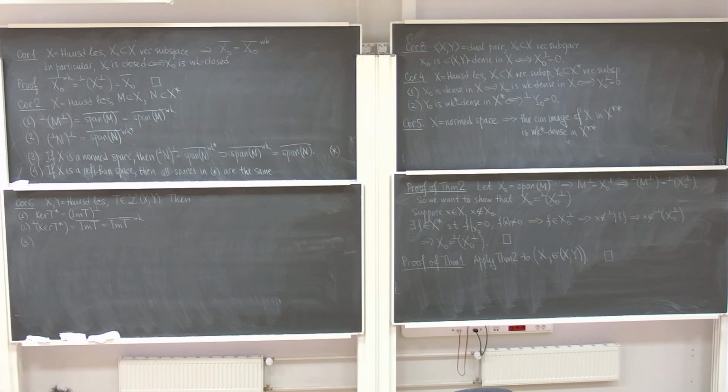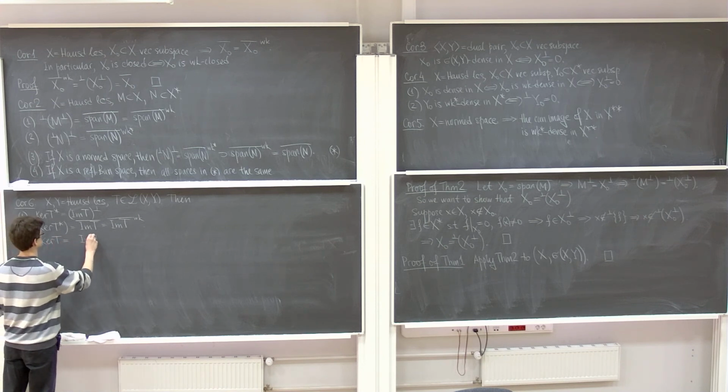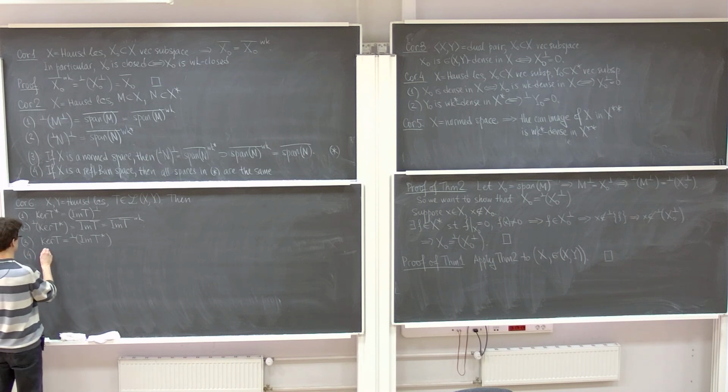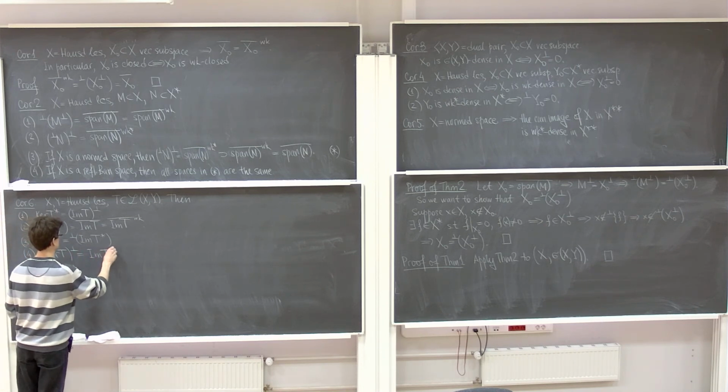Part 3 is dual to 1. The kernel of T equals the pre-annihilator of the image of T star. And part 4, the annihilator of the kernel of T equals the weak star closure of the image of T star.